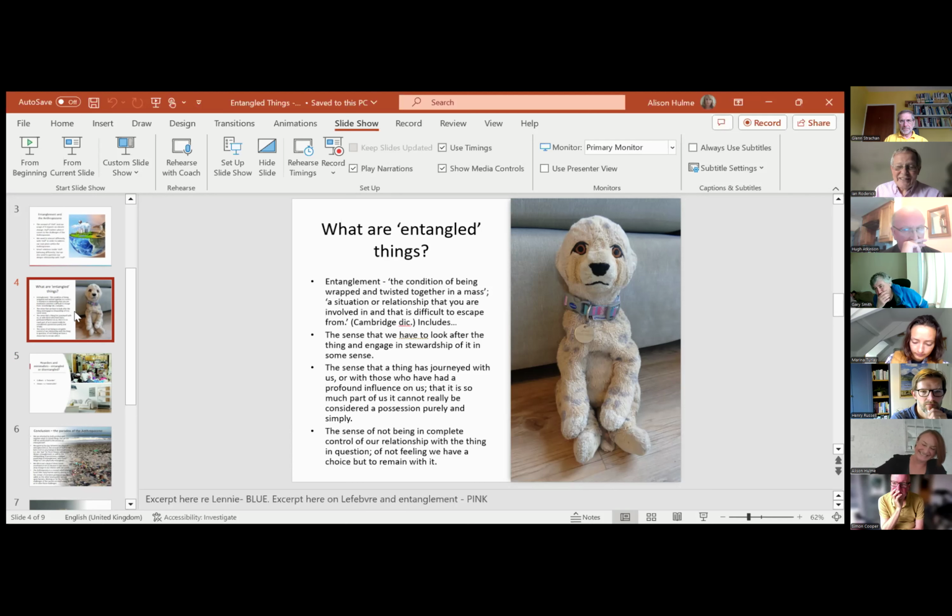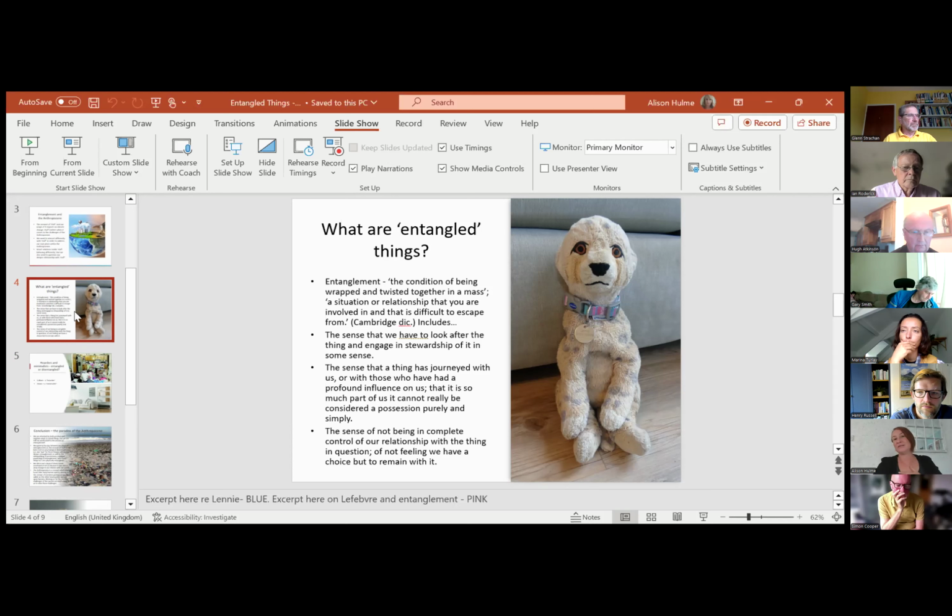Okay. So I started to think about entanglement and what that meant based on that dictionary definition, and how it was also about a sense of not being in complete control of a relationship with the thing in question, of kind of not feeling we have this choice, that we have to remain with it.